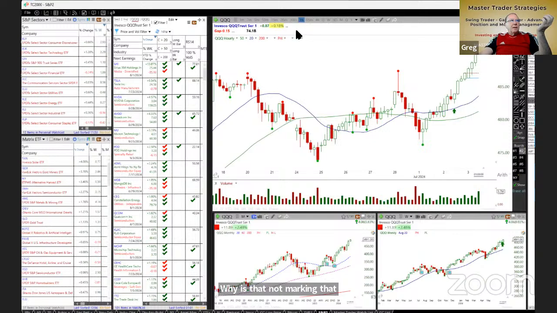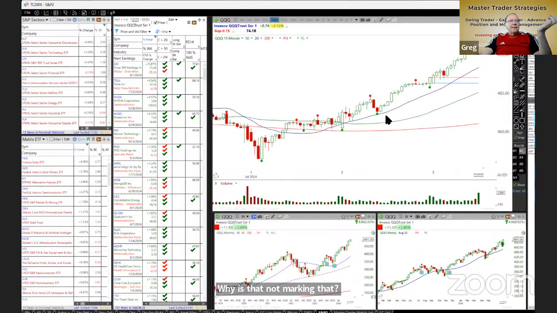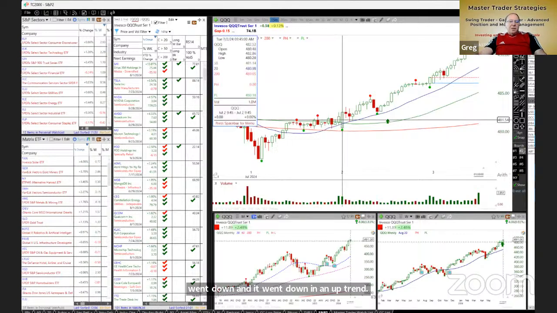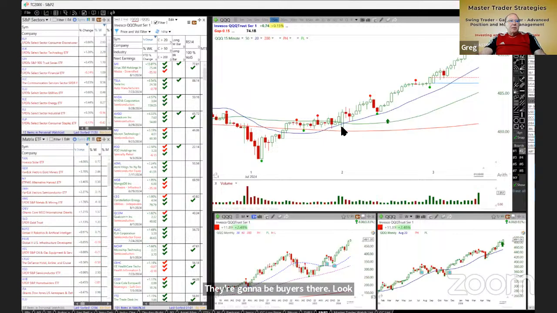All right, and then on a 15-minute chart, again, whether it's a bottoming tail bar or it went down and it went up, as you change time frames, the pictures change. But if you get this idea of a retracement, 100% retracements, 90% retracement, and it went down in an uptrend, there are going to be buyers there. Look here, again, as you change time frames, the pictures change. The meaning of the bars doesn't change, right?